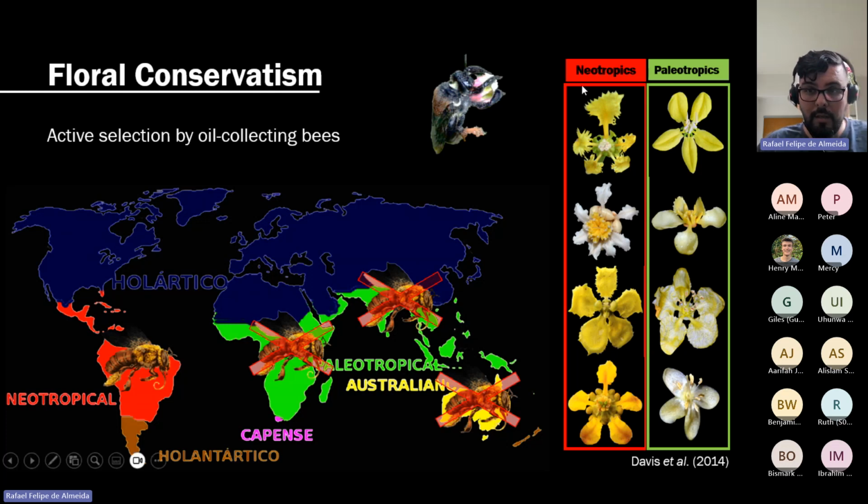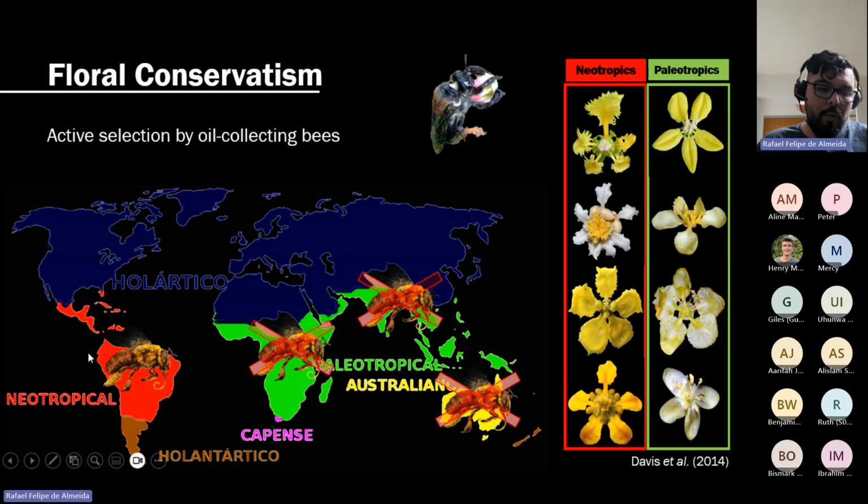For example, if you see here this comparison between neotropic plants and paleotropic plants of Malpighiaceae, you can notice that the neotropical species show more zygomorphic flowers, and the paleotropics show somewhat zygomorphic flowers, but mostly actinomorphic flowers with a very different flower morphology. That's very, very interesting, and it governs most of the taxonomy and the morphology and evolution of this plant. And it's all related to their pollinators.